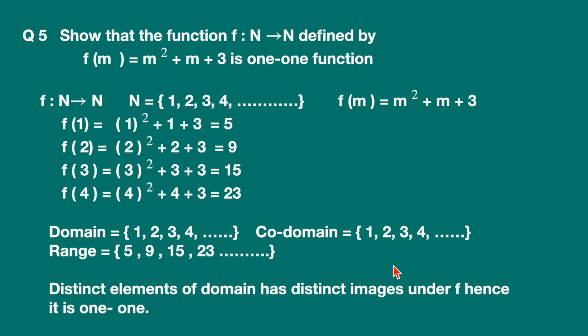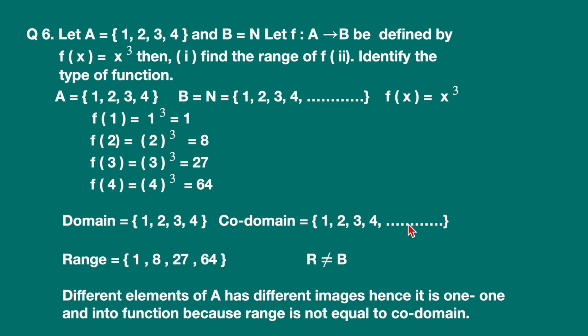Codomain is the set of natural numbers. Range is these values which you found, 5, 9, 15, 23, and many more you will get for different values. Okay, so here distinct elements of domain has distinct images under F, hence it is one-to-one function.